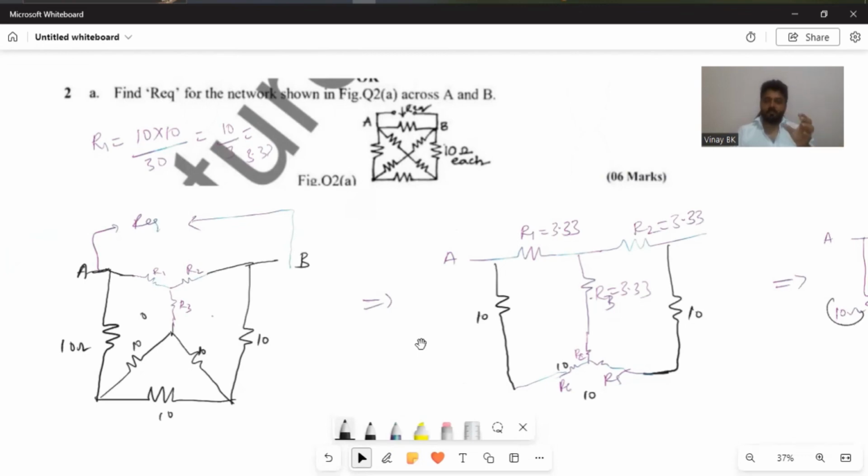It is a very easy problem. Just go through that once, practice again. If you have any doubts, feel free to write in the box.